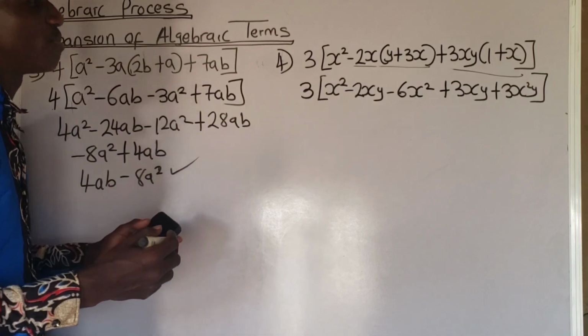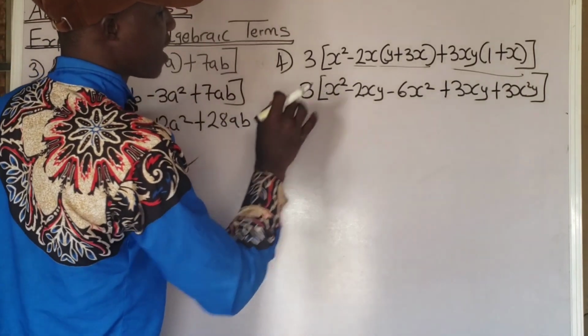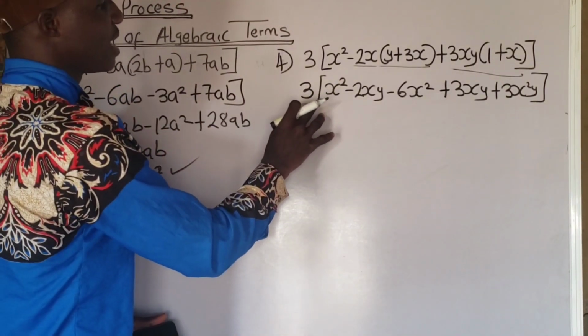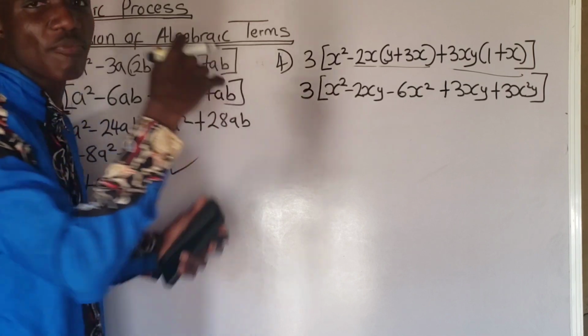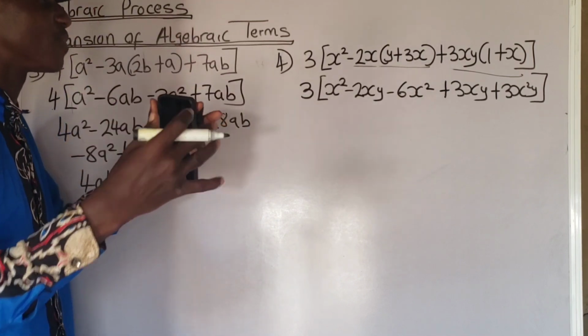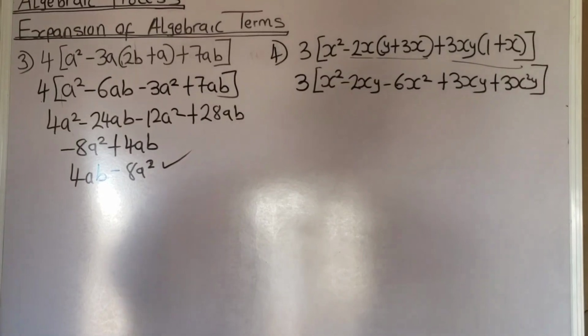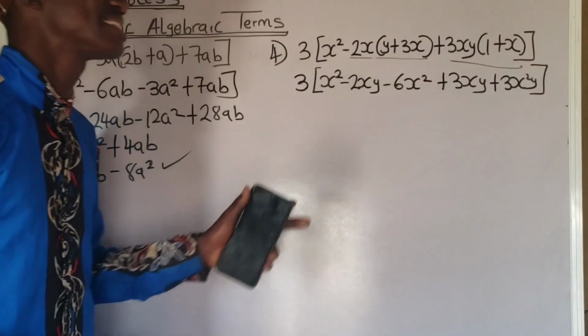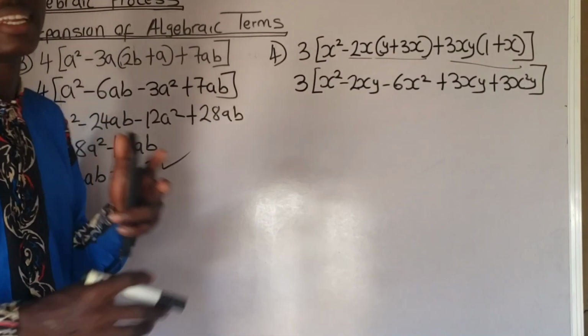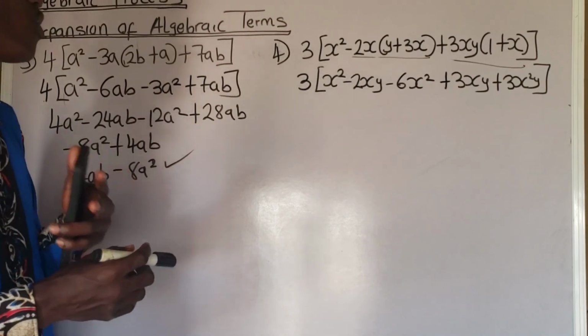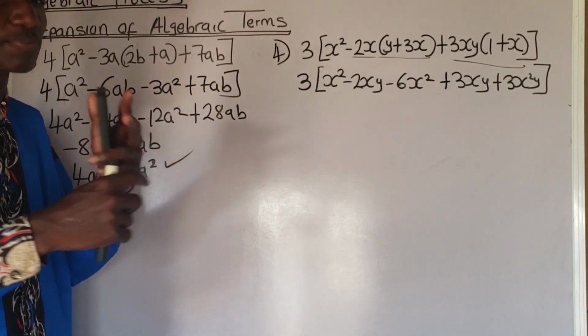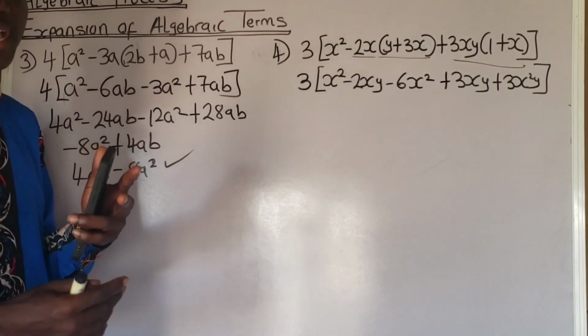Now, we can proceed to open this bracket. I'm going to open this bracket using the coefficient that is at the front. You understand? The coefficient at the front of this bracket is what? 3. So I'm going to multiply all the terms inside the bracket by this 3. That is what we mean by algebraic expansion.